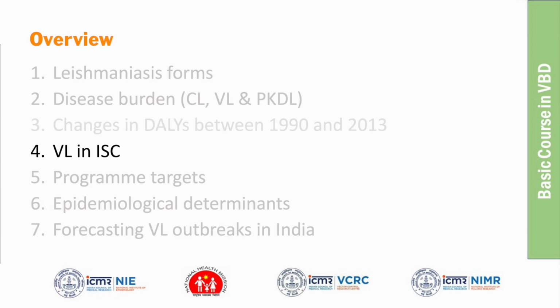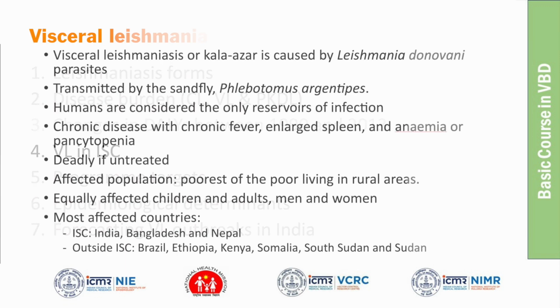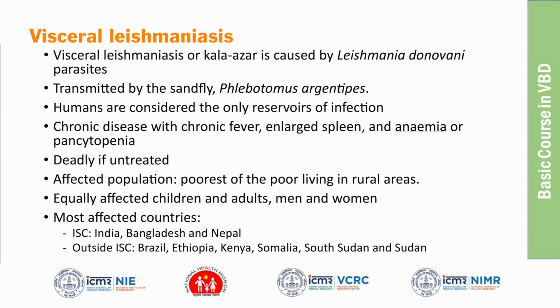And we now look into the VL incidence, VL in the Indian subcontinent. I am restricting to the Indian subcontinent now, where we are looking at only visceral leishmaniasis. No cutaneous leishmaniasis is prevalent in the Indian subcontinent. So we all know that visceral leishmaniasis, also known as Kala-Azar, is caused by Leishmania donovani parasites transmitted by the fly Phlebotomus argentipes. Humans are considered to be the only reservoir of this infection.